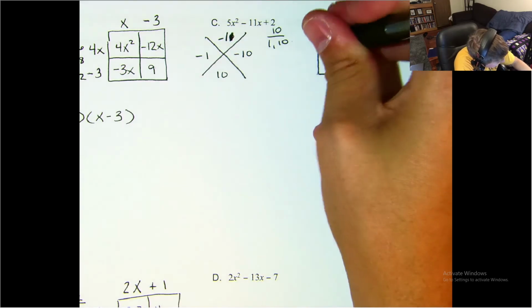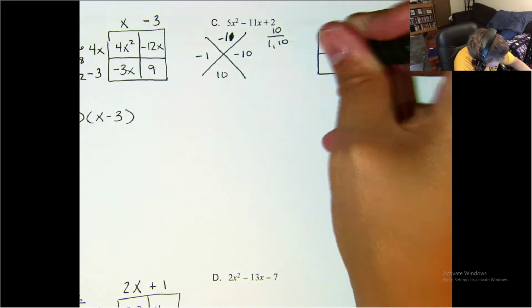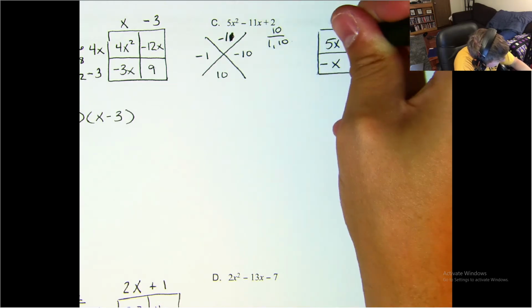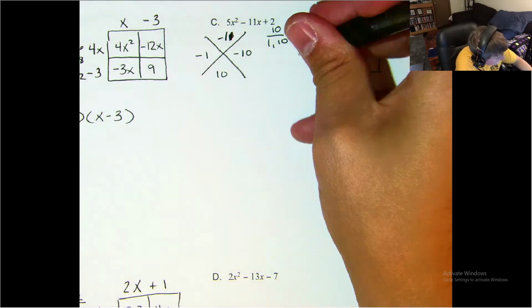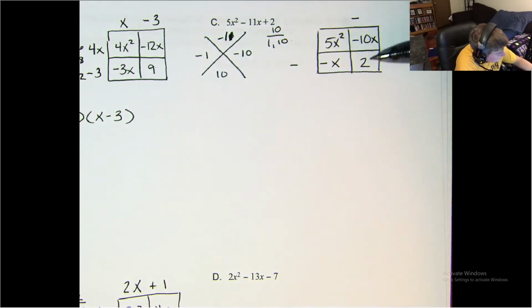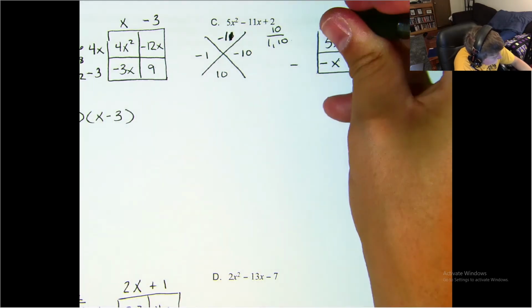Okay, 5x squared here, 2 here, negative x here, negative 10x there. Greatest common... well, I have negatives in the corners, so I'm going to take out negatives in each corner. The greatest common factor between 2 and 10 is going to be 2. The greatest common factor between 5 and 5x squared and negative x is just x.